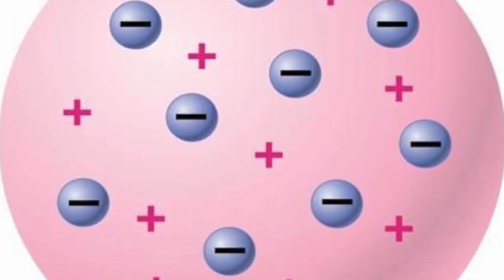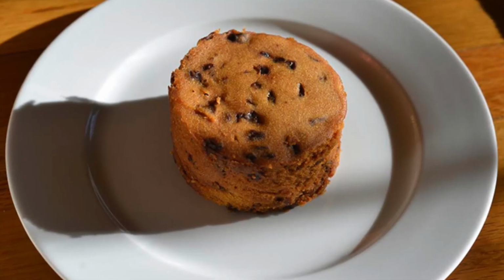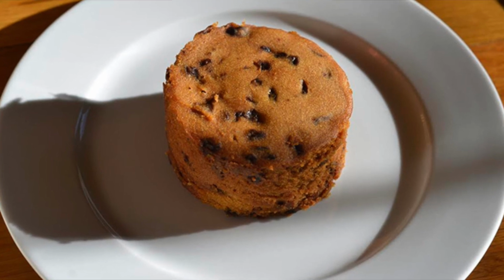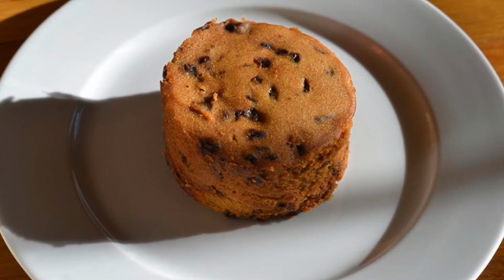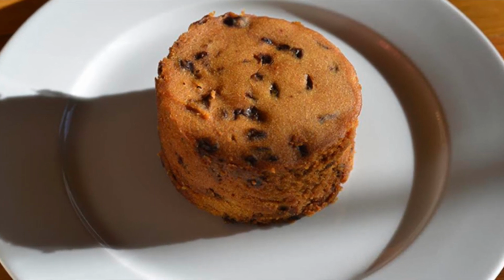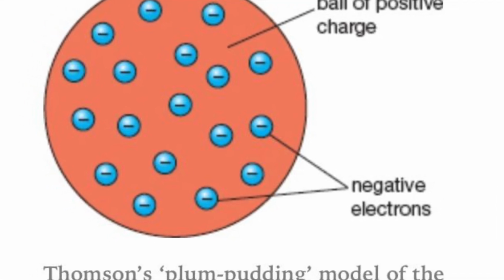Atoms contain particles called electrons. Electrons have a small mass and a negative charge. The rest of the atom is a sphere of positive charges. The electrons are embedded in the sphere so that the resulting atoms are neutral or uncharged.